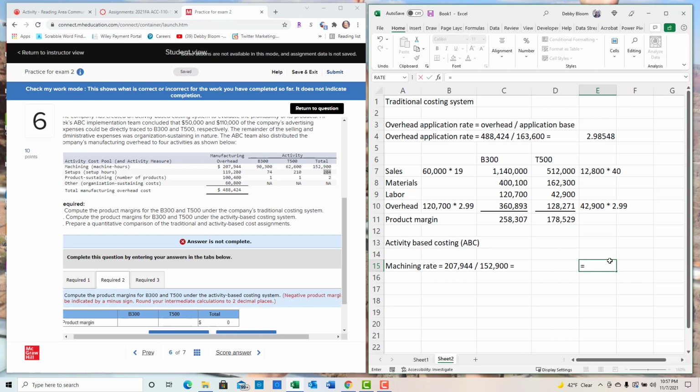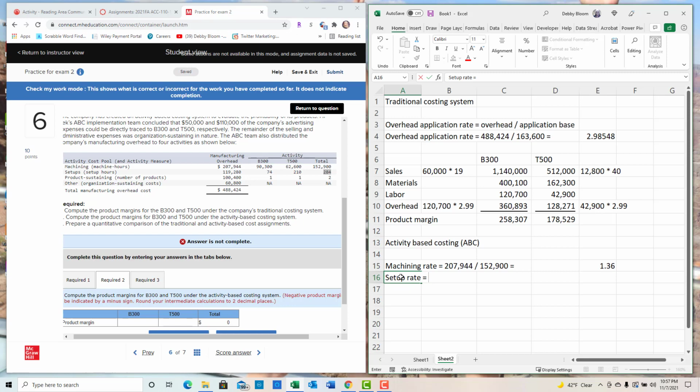So I'm going to take 207,944, divide by 152,900, and our machining rate is going to be $1.36 per machine hour. Now for our setup rate, we're going to do the same thing.